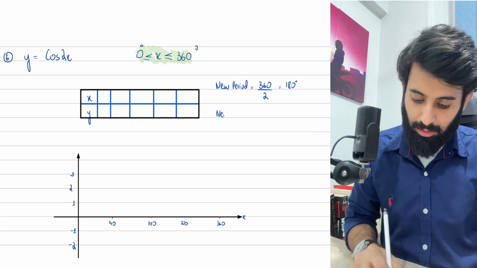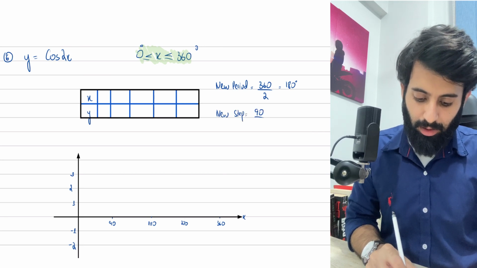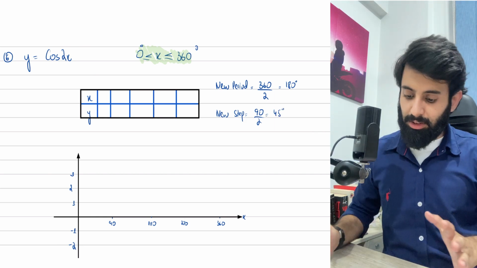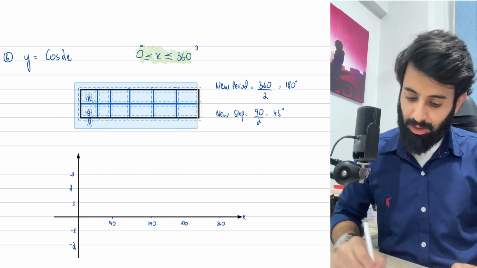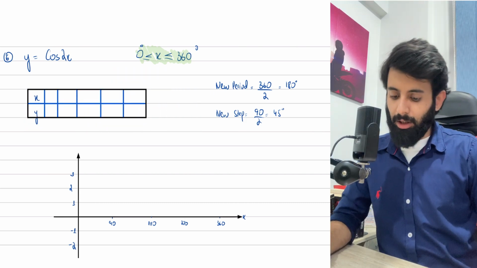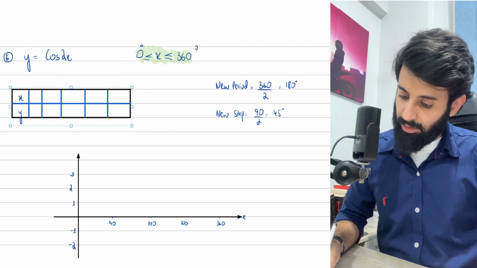Now we're going to have a new step, and that new step is going to be 90 divided by the coefficient of angle, which is 45 degrees. So this is the step that I'm going to be taking, which means that this table is not going to be enough, and we're going to extend it slightly. But how exactly are we going to do that? Sorry, we'll do that on the go.